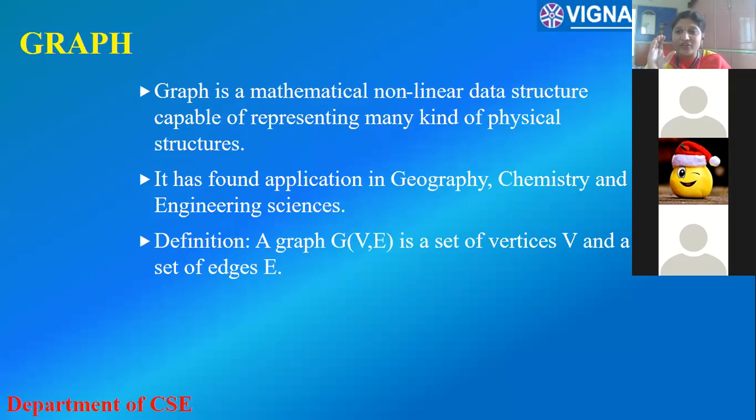Whenever you open Google Maps, all the cities are marked, and between the cities there is an edge. There is a line connecting from one city to another city. That is also one of the examples of a graph. Cities are nodes and the lines are called the edges. Google Map is also one of the examples of a graph, isn't it?